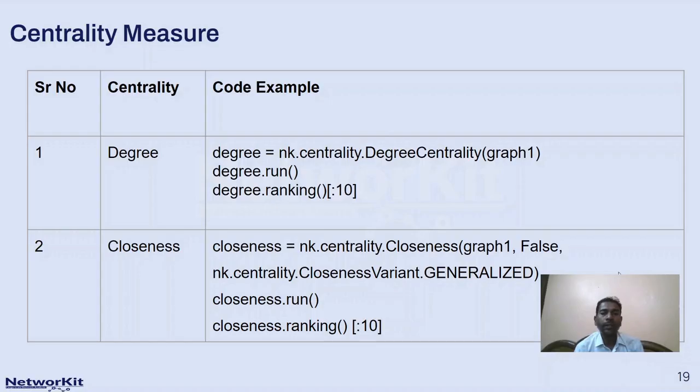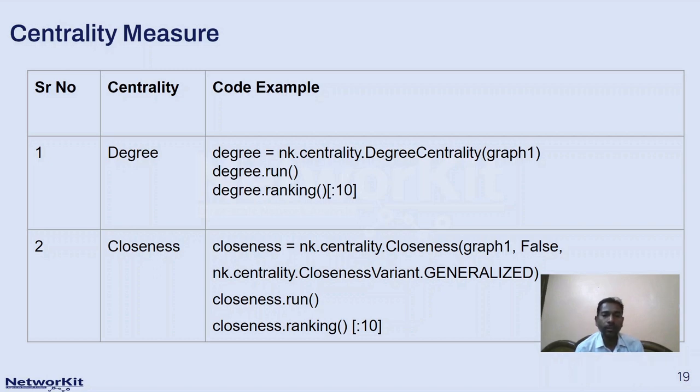So to calculate centrality, there is a centrality module inside NetworKit, and different classes are available. For getting degree centrality, we call nk.centrality.DegreeCentrality and we pass the graph, then call the run method, then we call the ranking method. The ranking produces the top 10 nodes by degree in decreasing order.